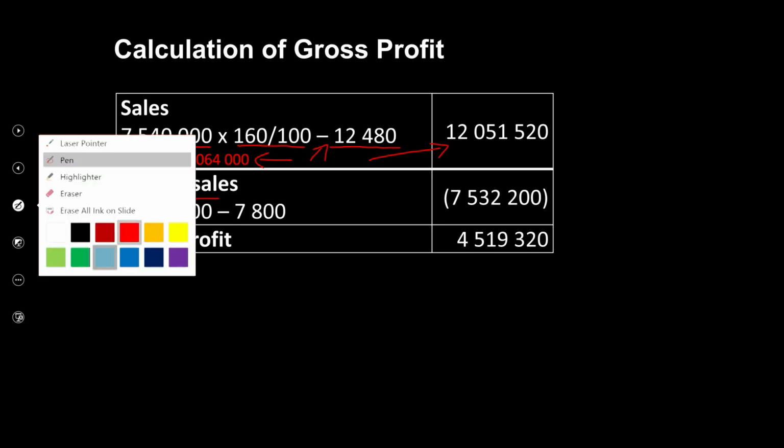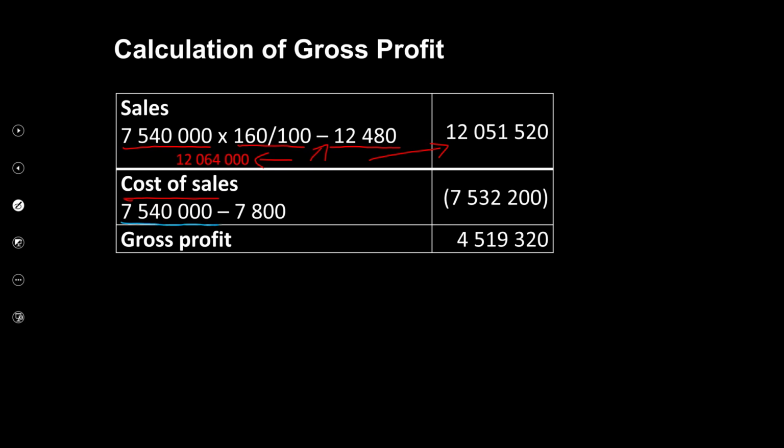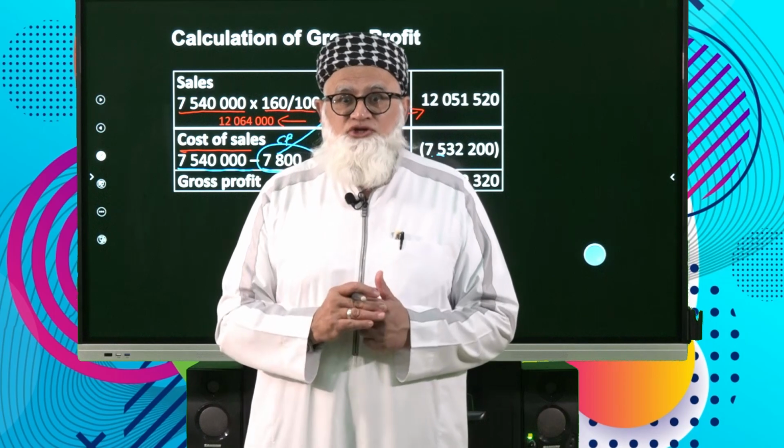Coming to your cost of sales, you started off with a given figure of 7,540,000. Okay? So there's my 7,540,000 minus my return. Remember, that was the selling price of the return, and that was the cost price of the return. So that gave me 7,532,200. I now say sales less cost of sales and therefore I have my gross profit, which is 4,519,320.